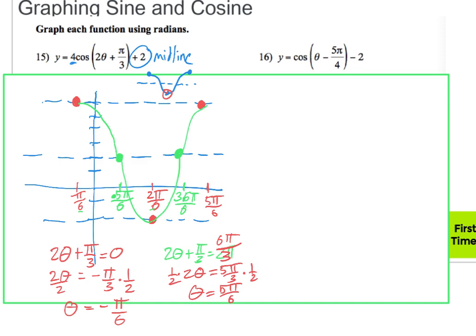For the next one, we're doing cosine again. So again, we're going to have this type of shape. We've got a midline of -2.